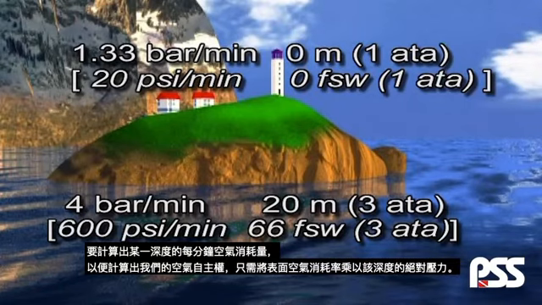To calculate the air consumption per minute at a given depth, so we can work out our air autonomy, just multiply the surface air consumption rate by the absolute pressure at that depth.